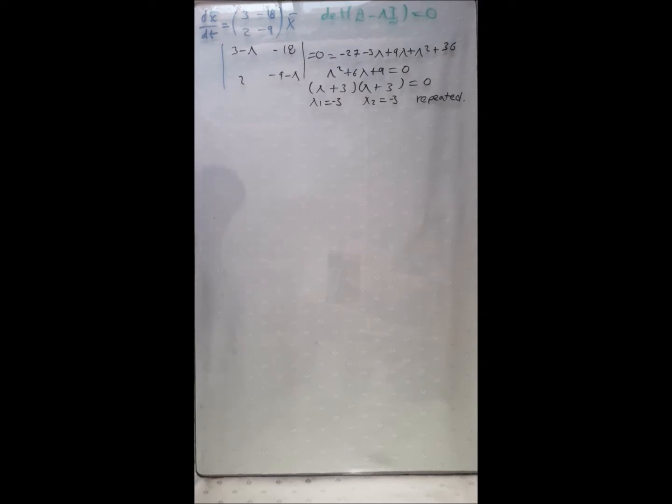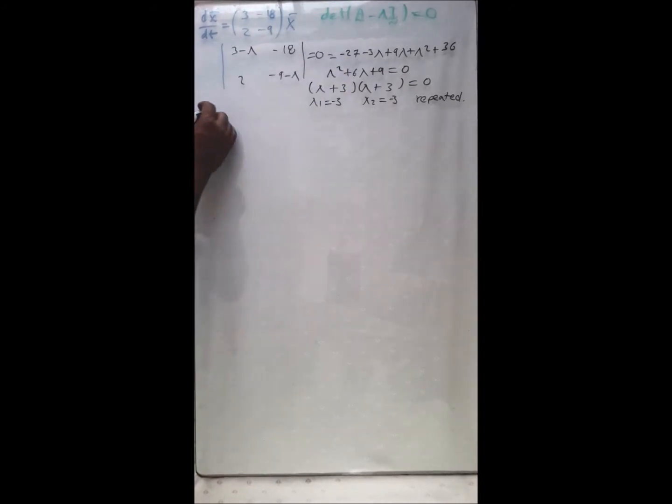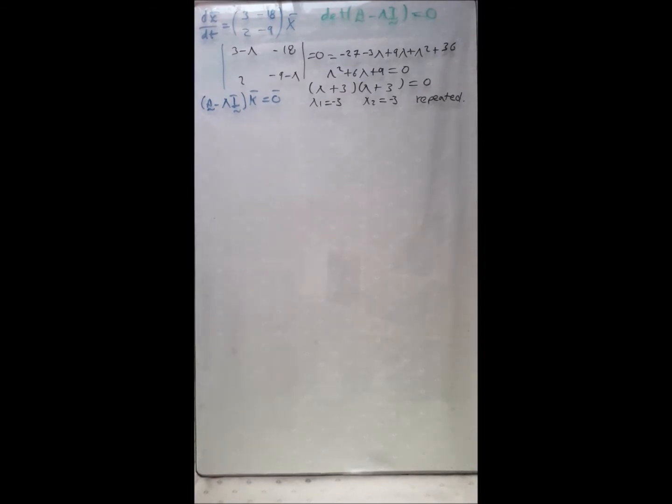The problem will be to find the second solution, because the first solution, let's find the first solution. To find the k vector, with this we just found the values of lambda. To find the k vector, we are going to use this formula, A matrix minus lambda identity matrix times k vector equal to 0 vector, by replacing some values of lambda. So let's use lambda equal to minus 3. So we replace it here.